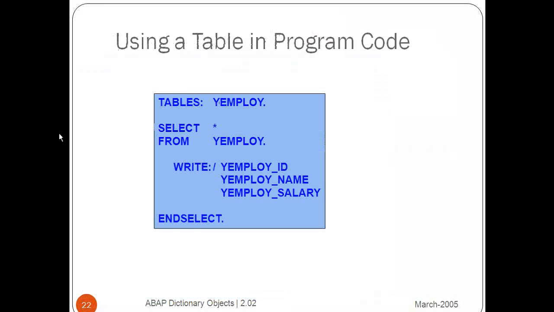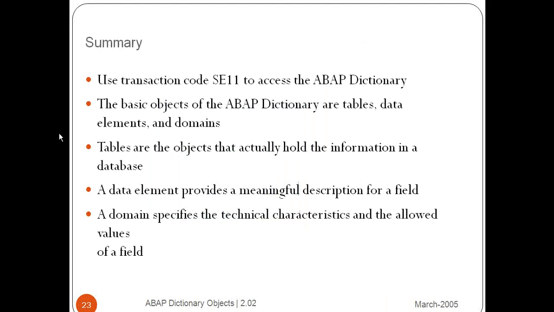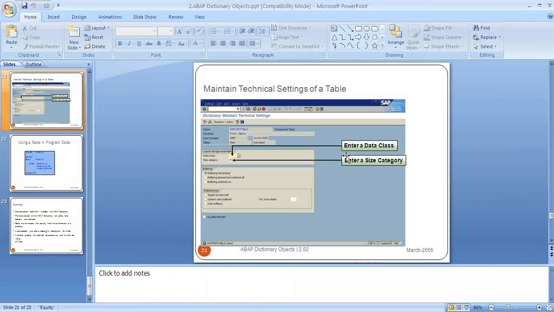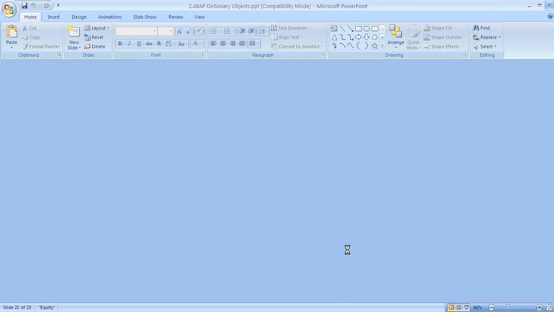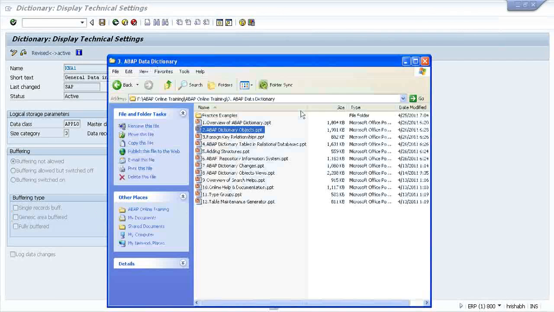Okay, what next? This is using a table in a program. This is not required right now. Okay, summary: this is what it is about technical settings. What next? Foreign key relationship.